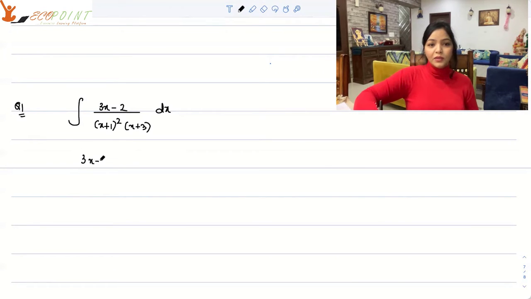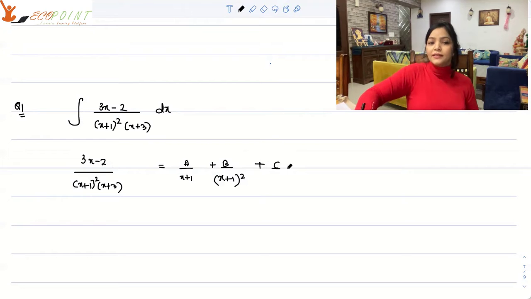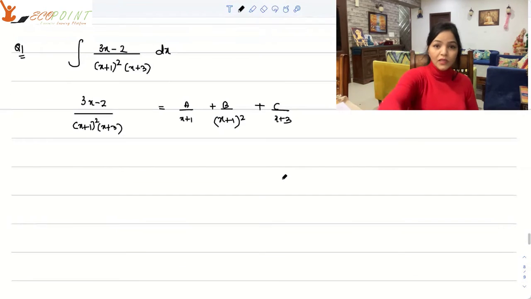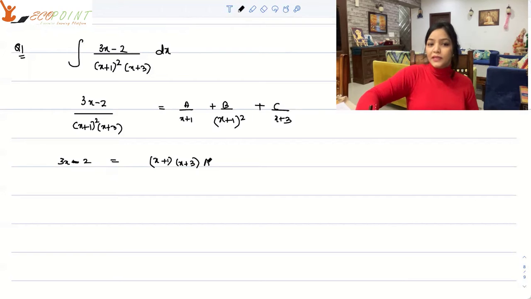So clearly, as I mentioned in the general case in the previous video, I should be writing it as A upon x plus 1 plus B upon (x plus 1) square plus C upon x plus 3. So here when you take the LCM, what's going to happen? You will have 3x minus 2 is equal to (x plus 1) into (x plus 3) times A plus (x plus 3) times B plus (x plus 1) square times C.